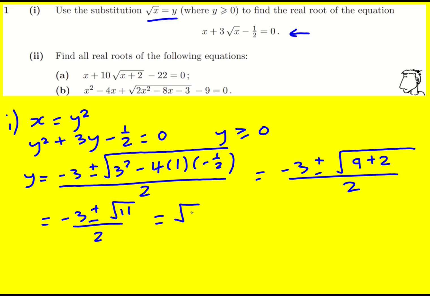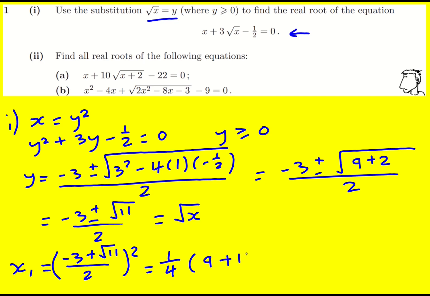So remember, that is my root x. And so I can now work out x by just squaring in each case. x1 is going to be minus 3 plus root 11 over 2, all squared. I can actually take out the 2, it's going to be a quarter. And I'm going to get 9 plus 11 minus 6 lots of root 11. That's 20 over 4, so 5 minus 6 over 4, 3 over 2 root 11.